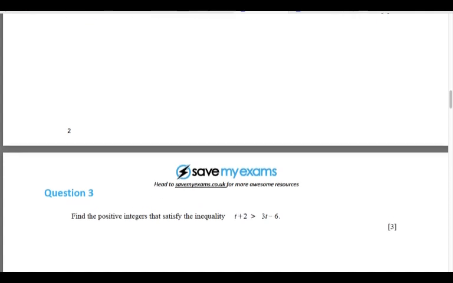Now let's go to another question. Here, find the positive integers that satisfy the inequality. So we have to solve the inequality first, and then we'll be able to find the integers that satisfy this inequality. Now let's write: t plus 2 is greater than 3t minus 6.